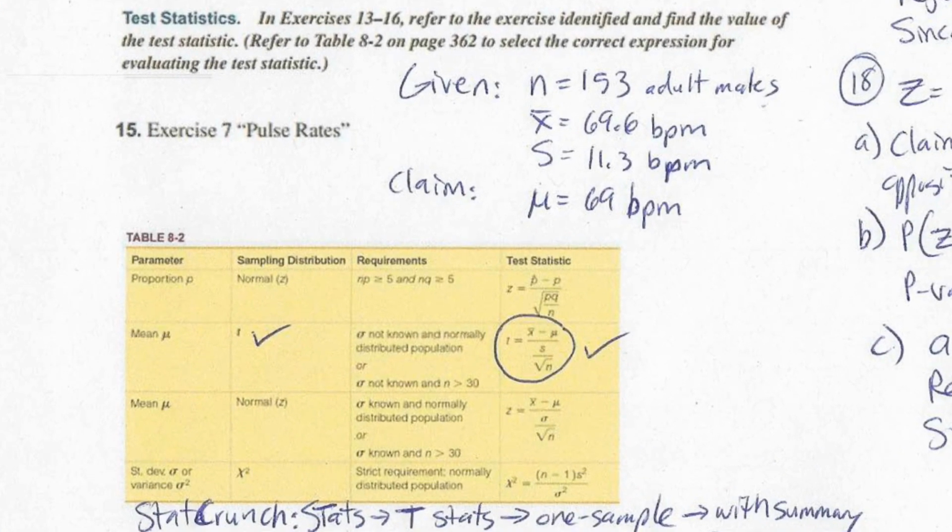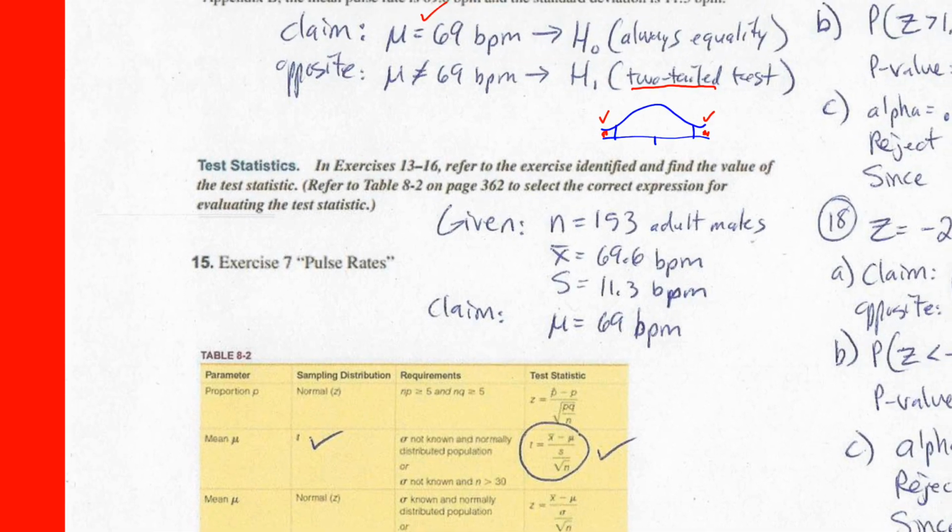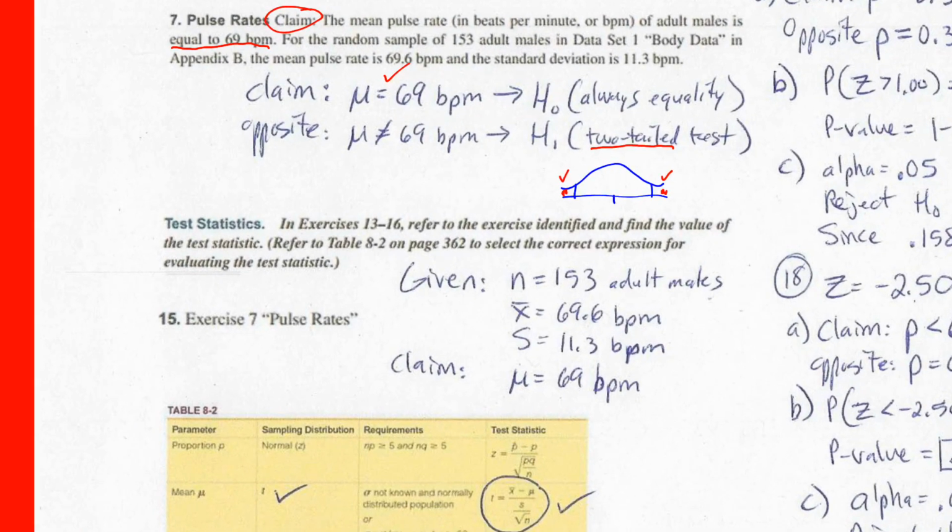Next, we have number 15, which is basically referring back to number 7. And so we have the given information. I wrote it down here. Okay, so these are the number of observations.